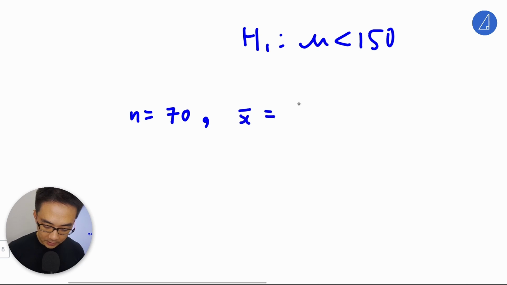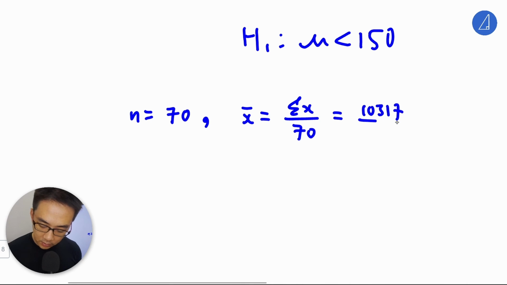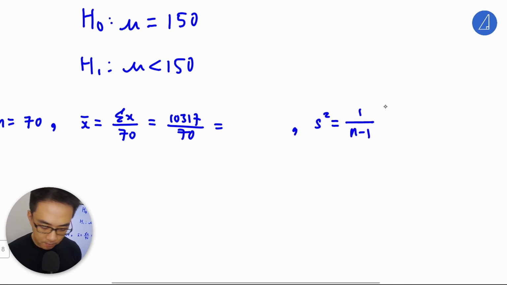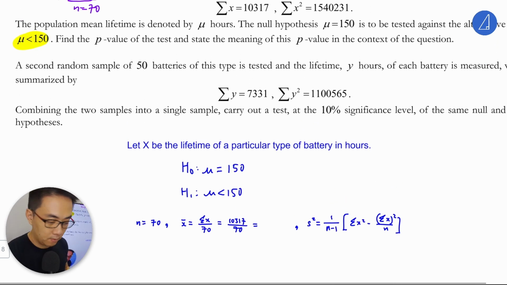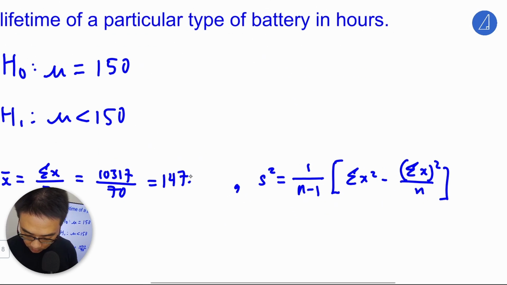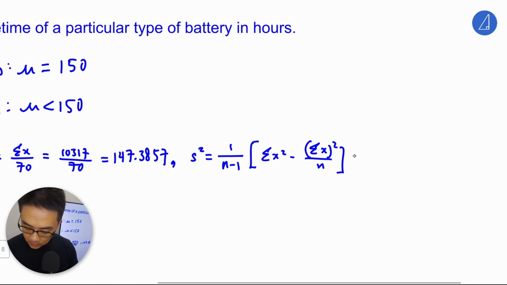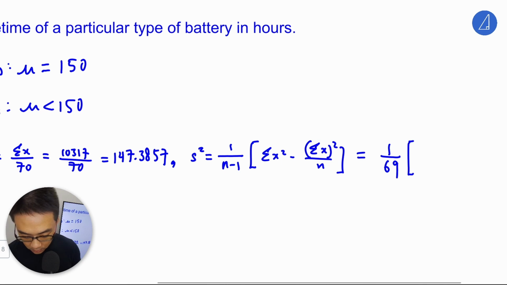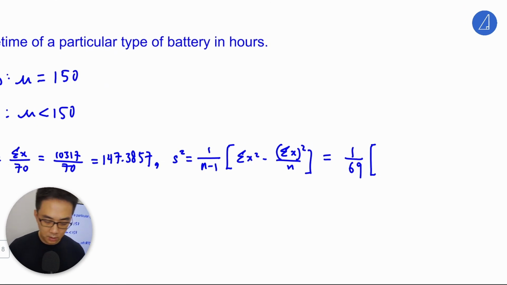Then you have x bar, which is the sample mean, the one which you are testing against the null. Summation of x equals 70. Just key in all these values here. Then of course you have s squared, which in this case will be 0.3857, which is 1 over 69 times the sum.